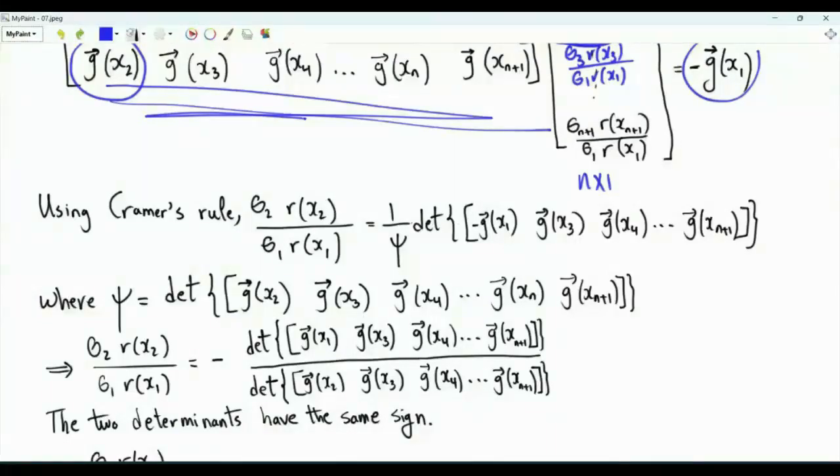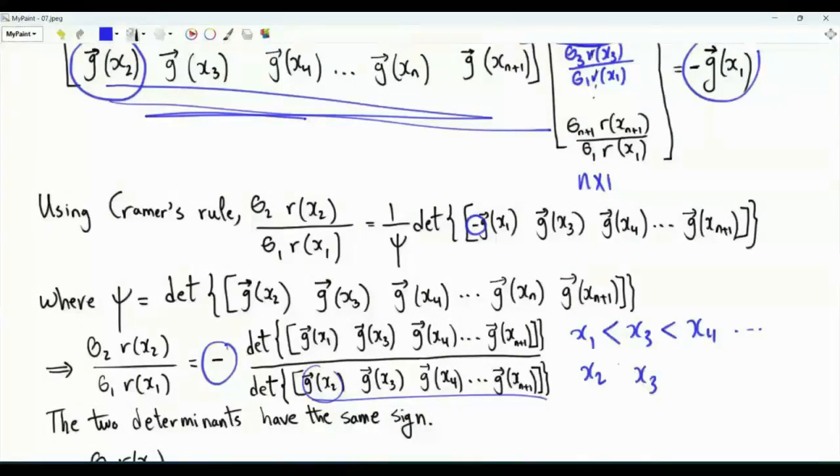We can take minus 1 outside the determinant, and now what we have is theta 2 r of x2 divided by theta 1 r of x1 equal to minus, that's because of this minus sign here. In the numerator, we have the determinant of the matrix in which we have the g functions evaluated at x1, so this will be the first column, and then evaluated at x3, that's the second column, and x3 is strictly greater than x1, then x4, which is strictly greater than x3, and so on. In the denominator, we have the determinant of an n by n matrix. The first column is the g functions evaluated at x2. Then for the second column, we evaluate at x3, which is strictly greater than x2, then x4, and so forth.